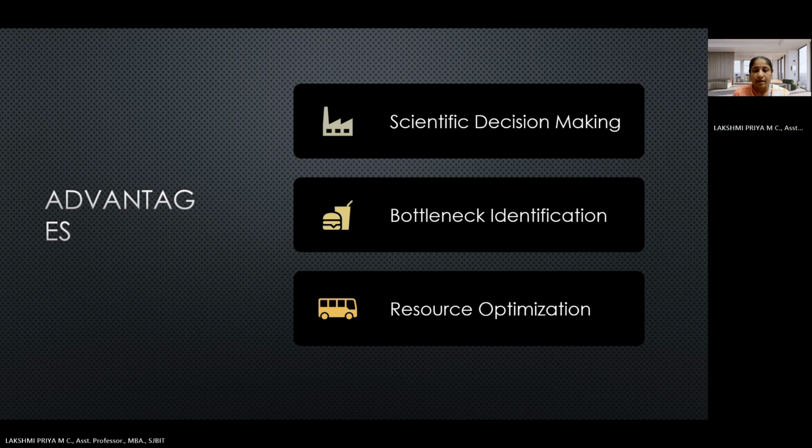Limitations are linearity assumptions. The real world isn't always linear. Sometimes doubling the input does not perfectly double the output due to economies of scale. Complexity. For massive businesses with thousands of variables, these models can become computationally intense. Certainty. LPP assumes all parameters like cost or resource availability are known and fixed, while it is rarely true in a volatile real world market.